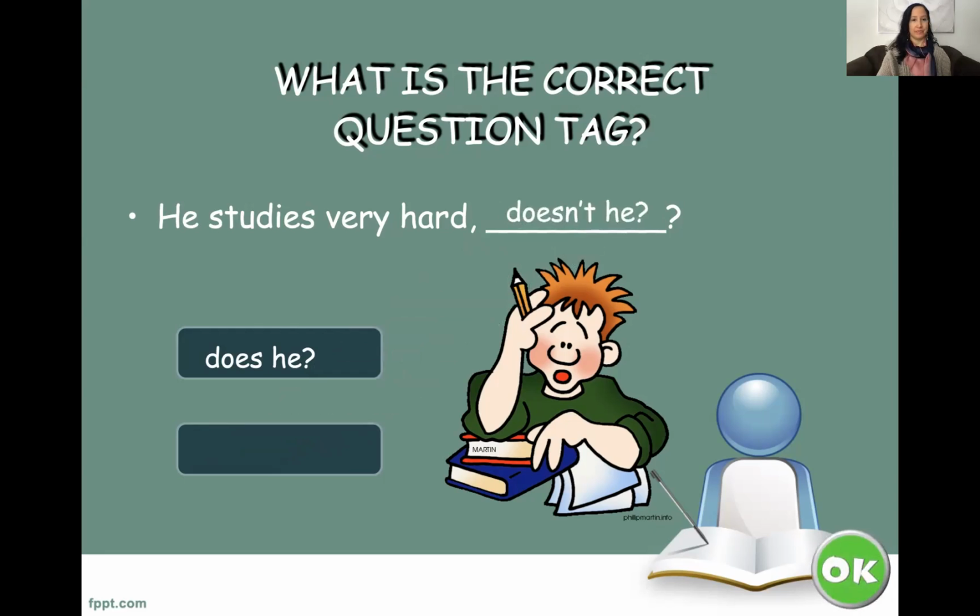Doesn't he? Now remember the rule, positive statement sentence with a negative question tag. You see the comma is before the question tag.